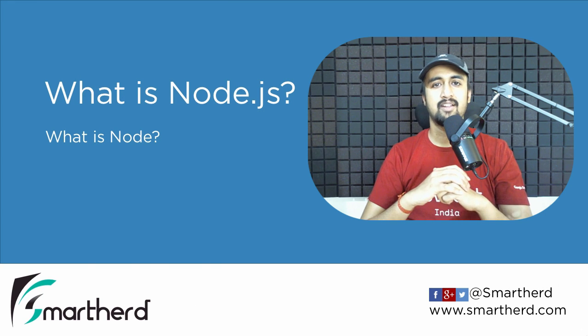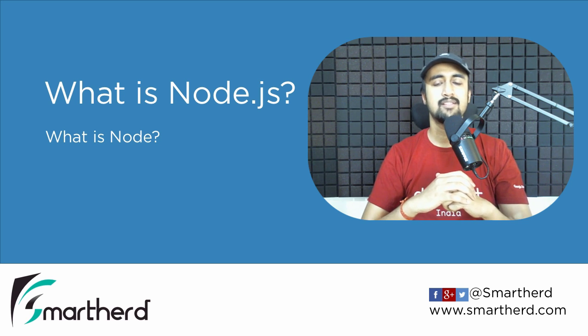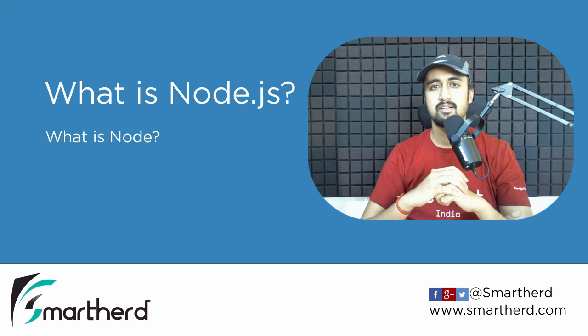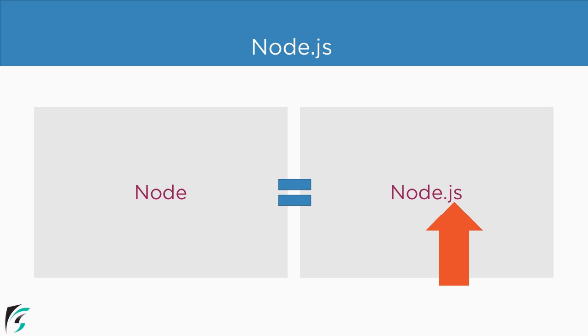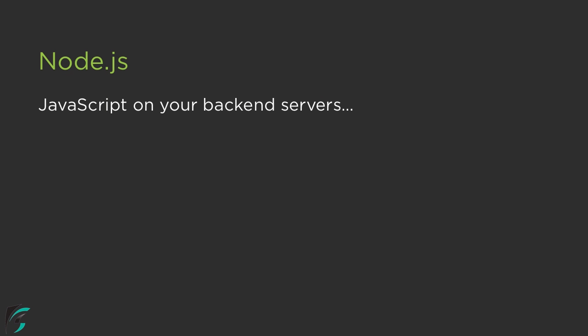So before we start, let's get an overview of what exactly is Node and what is Node.js. Well, Node and Node.js are exactly the same thing. You can say Node is a nickname of Node.js and vice versa. The JS extension that you can see here stands for JavaScript. So here is probably the simplest definition of Node. It's JavaScript on your backend servers.